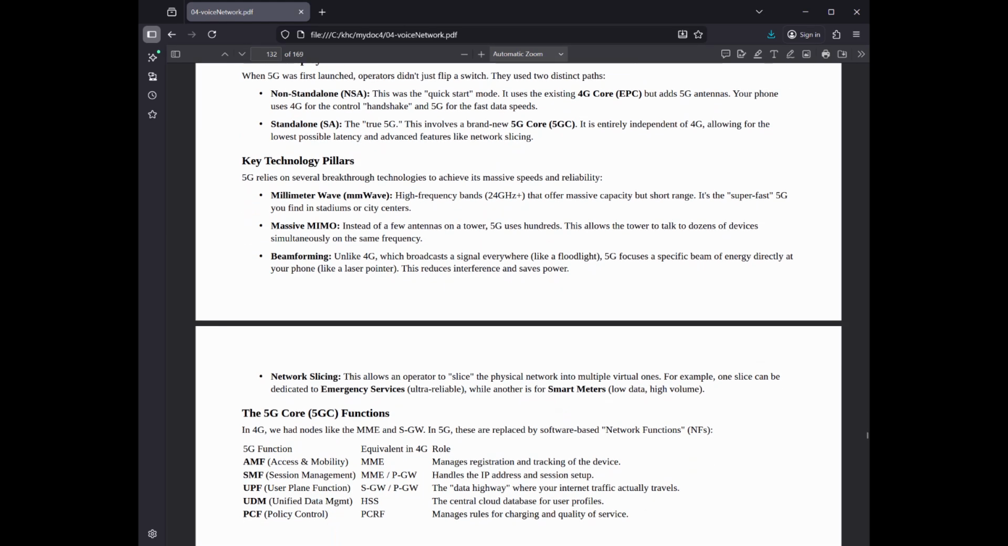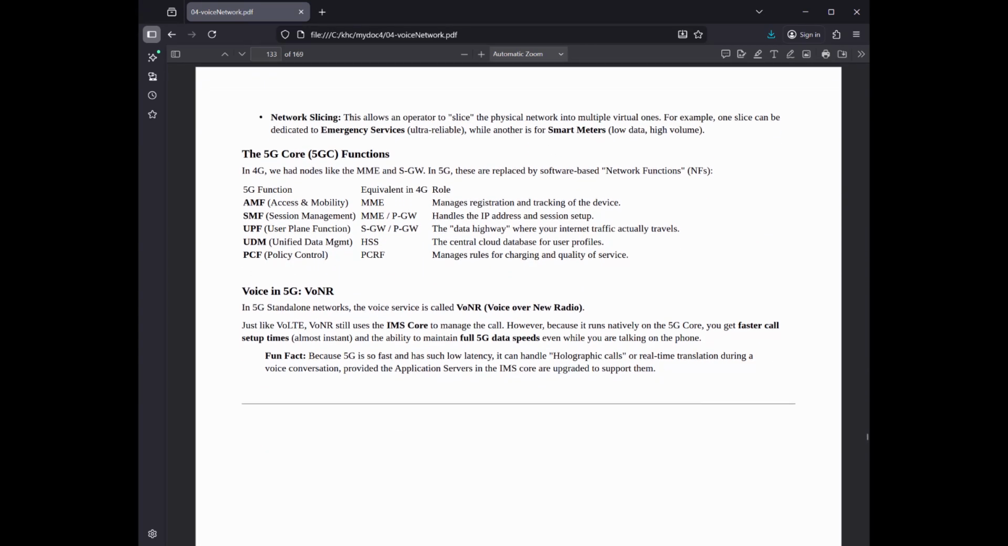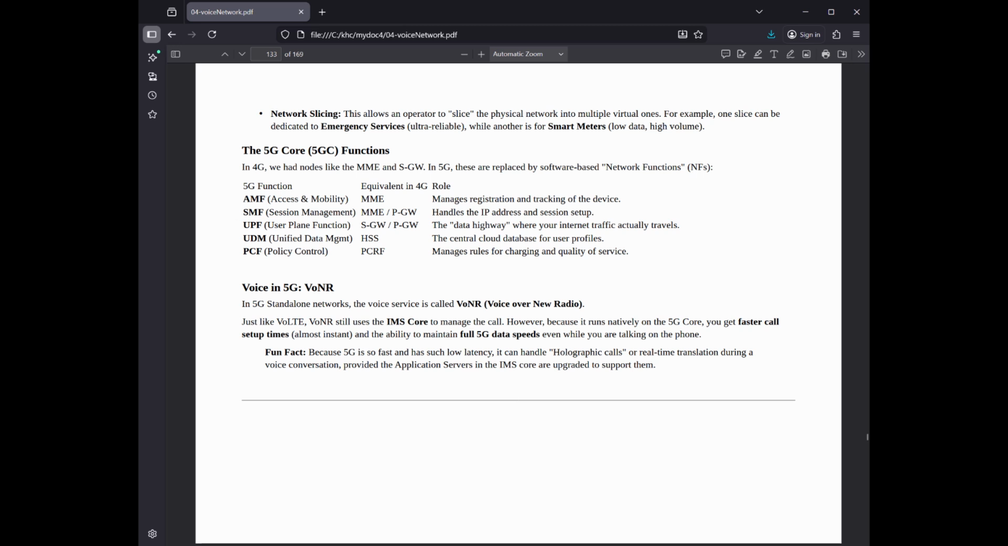Network slicing: this allows an operator to slice the physical network into multiple virtual ones. For example, one slice can be dedicated to emergency services, ultra-reliable, while another is for smart meters, low data, high volume. The 5G core, 5GC, functions in 4G. We had nodes like the MME and SGW. In 5G, these are replaced by software-based network functions, NFs.